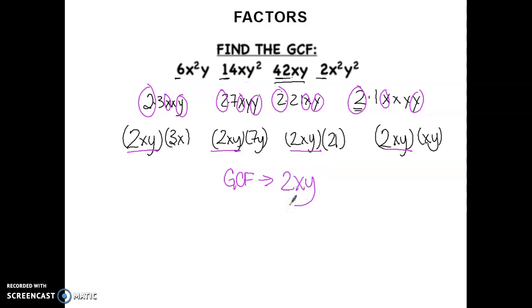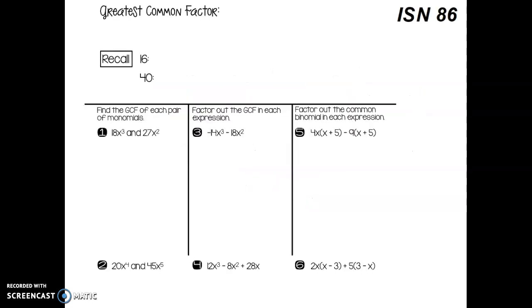So you got to look at the number and then you got to look for common variables. In your ISN on 86, you can do this one, 16 to 40, finding the greatest common factor. List what you multiplied and find the greatest common factor. I'm going to do another example of monomials.